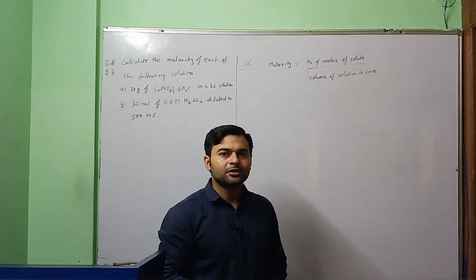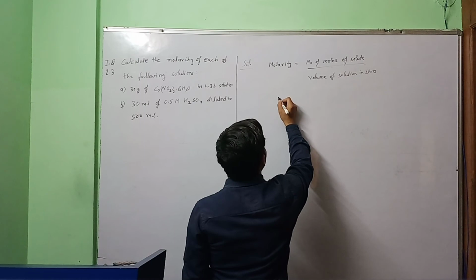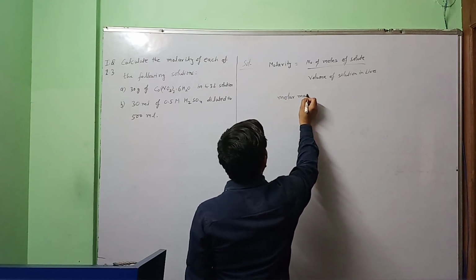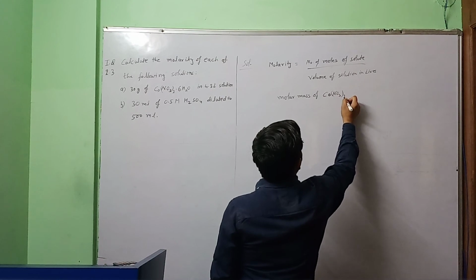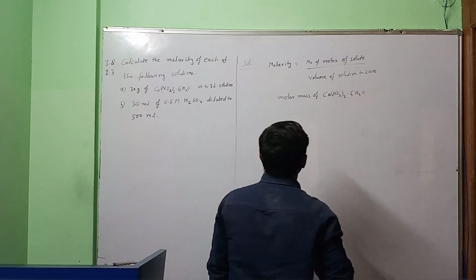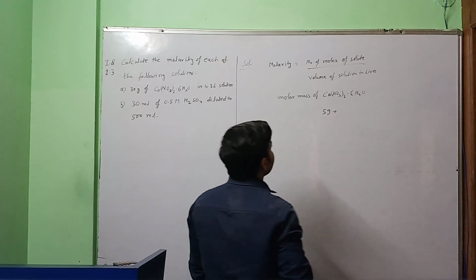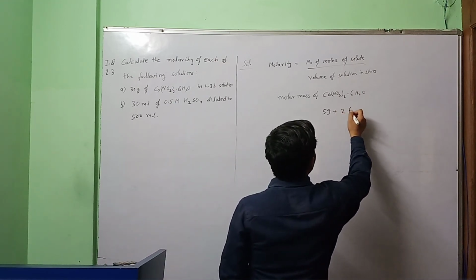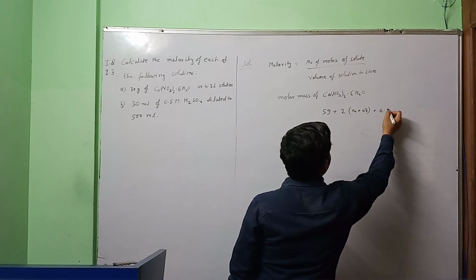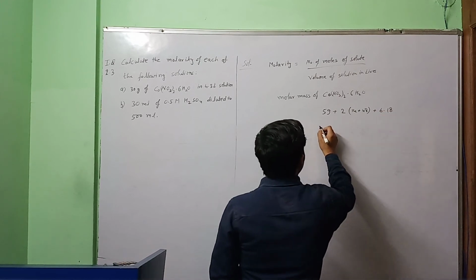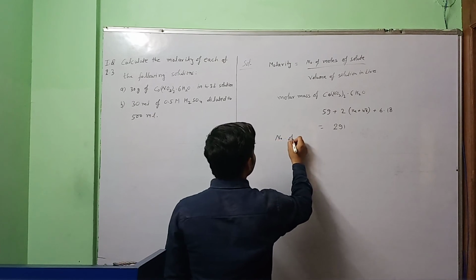For the number of moles, we have to find the molar mass of Co(NO3)2·6H2O. For the mass of cobalt, we are taking 59, plus 2 into N which is 14, plus 16 into 3 which is 48, plus 6 into 18. So this will come as 291.